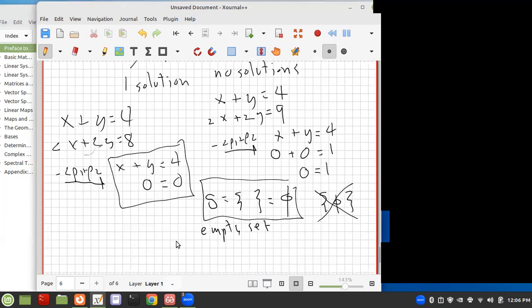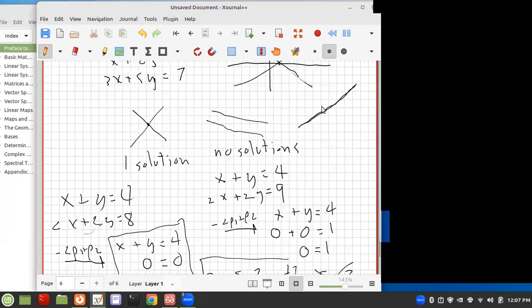These are the only three possibilities for any linear system, no matter how many equations, no matter how many variables: either one solution, no solutions, or an infinite number of solutions. This one, you see, has an infinite number of solutions because x equals 4 minus y. Choose y to be any number, and 4 minus that number is x. So we get an infinite number of solutions because you can see these lines overlay one another.